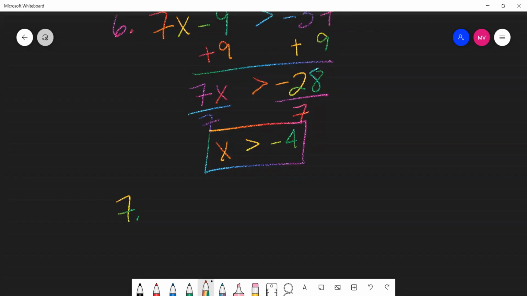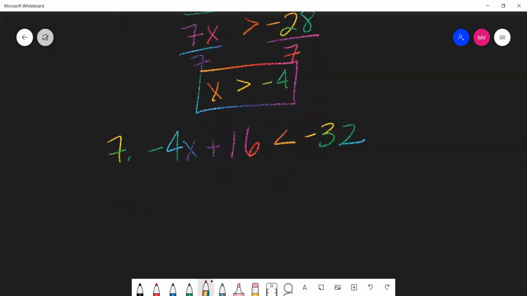So this one's whose? You just did that one, right? Okay, so this one's Ian's. Number 7 is -4x plus 16 is less than -32. All right, so what do we need to do? Right, we subtract 16 from both sides. What happens when we subtract a number from a negative?